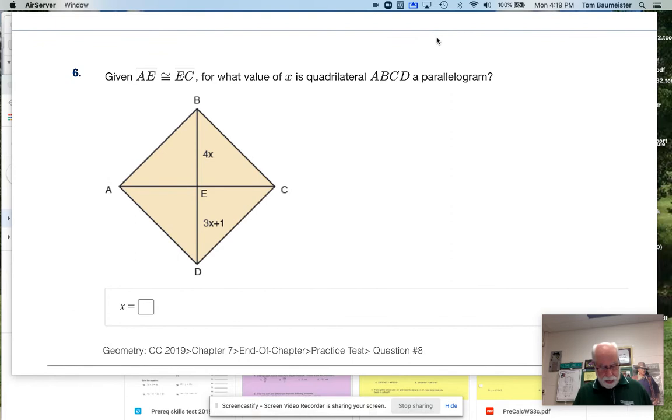Number 6, given that line segment AE is congruent to line segment EC, for what value of X is the quadrilateral ABCD a parallelogram? Now remember, we just talked about these here. So those two are congruent. And again, for it to be a parallelogram, these two also have to be congruent. So again, E there would be the midpoint, but again, it bisects it, it cuts it in half, so we can say that 4x is equal to 3x plus 1. So I'm going to subtract 3x on each side, and I'll get that x is equal to 1.